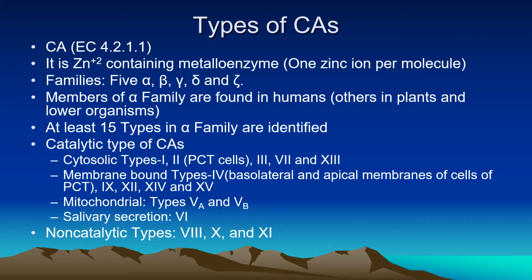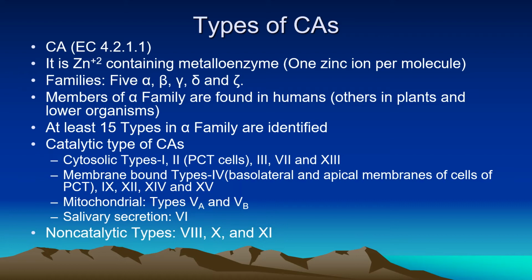Now, there are many types of the carbonic anhydrases identified till date. In general, it is a zinc containing metalloenzyme, and there are 5 families of carbonic anhydrases across the living beings. These families are called alpha, beta, gamma, delta, and iota. Among these 5, alpha family is found in mammalians and humans, and others are found in plants and lower organisms. At least 15 types of alpha family members are identified as on date. Now, these are categorized into catalytic type and non-catalytic type.